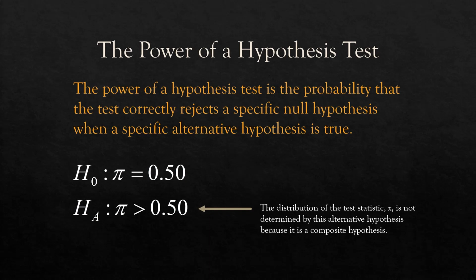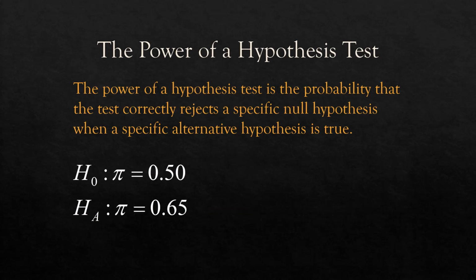But in order to calculate power, we're going to have a specific hypothesis. We're going to end up using two binomial distributions, and we have to know what they are. We now know what the binomial distribution is for the null hypothesis. We do not know what the binomial distribution is for the alternative unless we change it to something like this. Here, pi is equal to 0.65. Now, that is still greater than 0.50, but it is a specific value that's greater than 0.50, the value of 0.65.